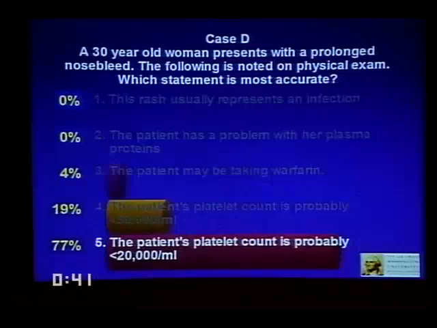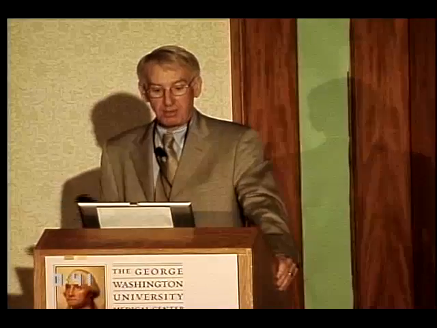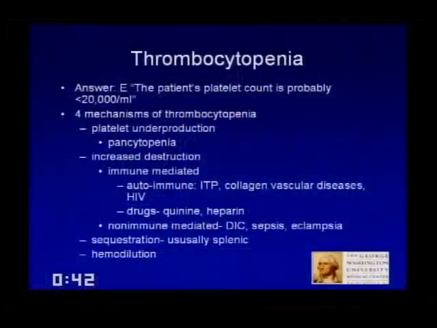Good. So this is basically a petechial rash. We can go back to the slide then. Petechial rash, which is characteristic of thrombocytopenia. And you don't see the petechial rash until the patient's platelet count is usually below 20,000.